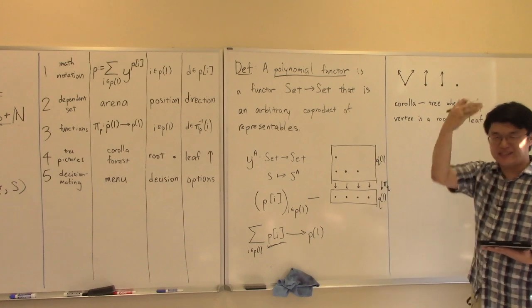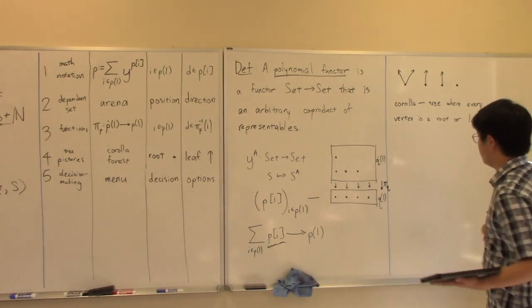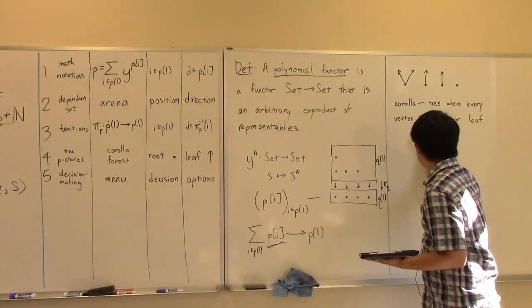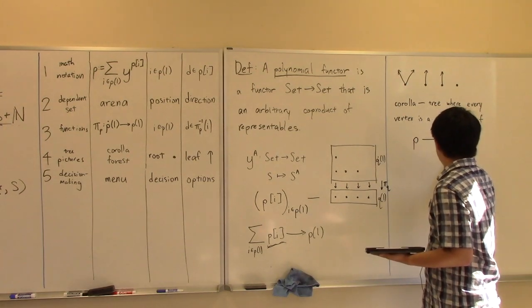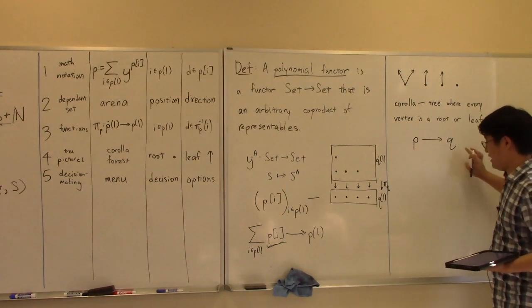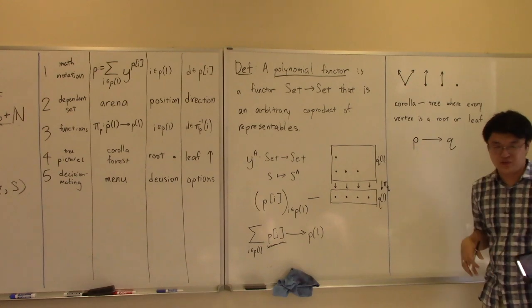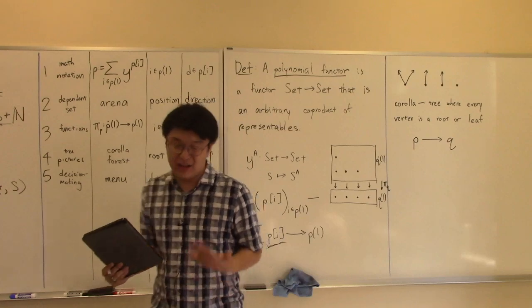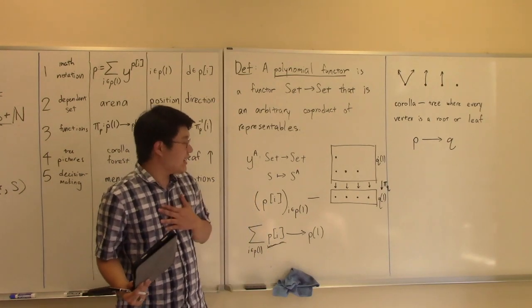is a sort of delegation of a decision. So for me to give you a morphism from a polynomial P to a polynomial Q, you can think of this morphism as a delegation of a decision. And let's say I need to make a decision.